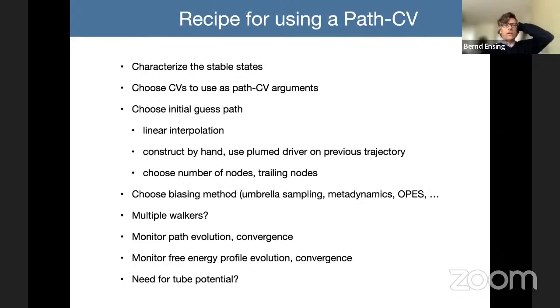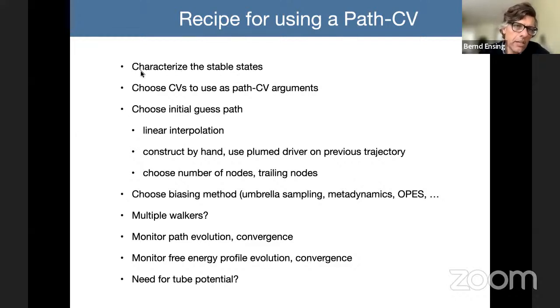Yeah. So maybe just to answer a few questions that may also be things that you will have to worry about in the exercises. How to do this in practice. So this slide is, I call it a recipe for using a path collector variable. So what do you need to do? If you want to do path collector variables, you first need to know the stable states, because you're going to define a path between the stable states, right? And the way to do that usually is, just run an equilibrium simulation in both states, in A and in B, and make sure that they stay there, so they're really stable states.